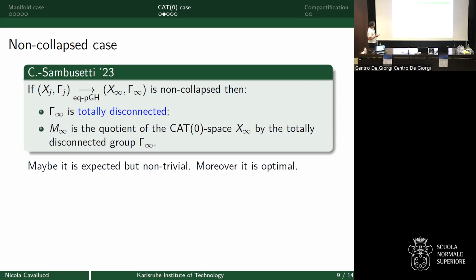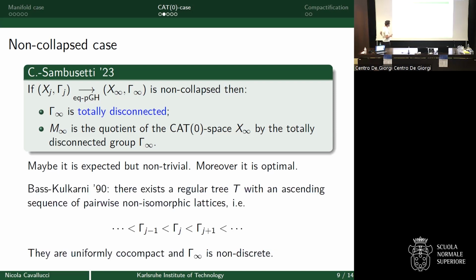And maybe it's easy, I don't know. You can imagine that if there are no isometries that are moving every point by a small amount, the limit group is totally disconnected, cannot have connected components, but it's not completely trivial. And it's optimal because there are examples like this one.